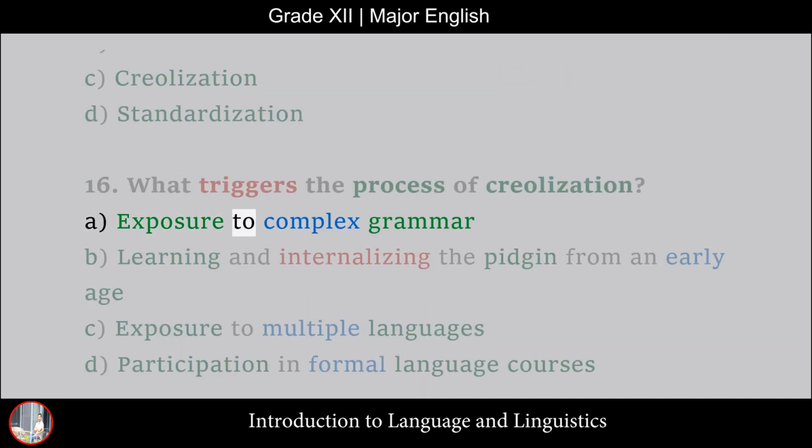16. What triggers the process of creolization? A. Exposure to complex grammar. B. Learning and internalizing the pidgin from an early age. C. Exposure to multiple languages. D. Participation in formal language courses.